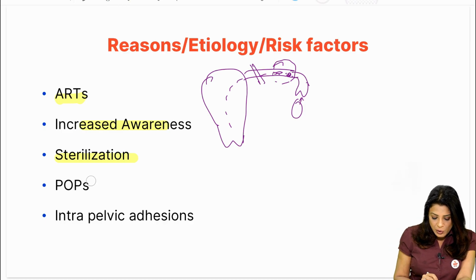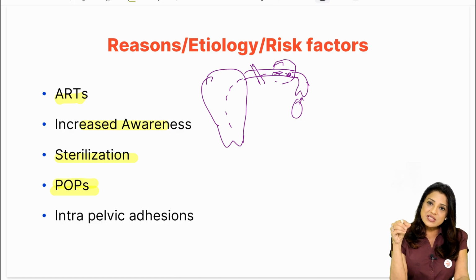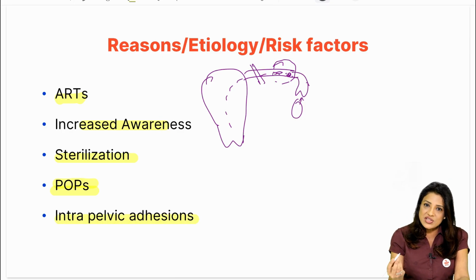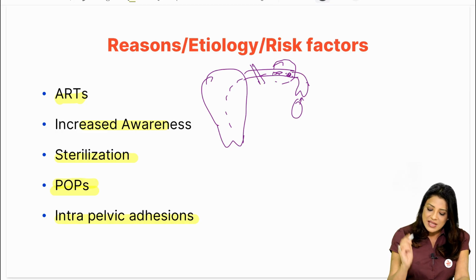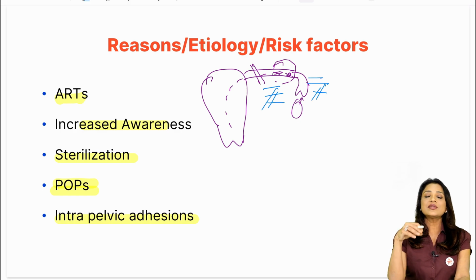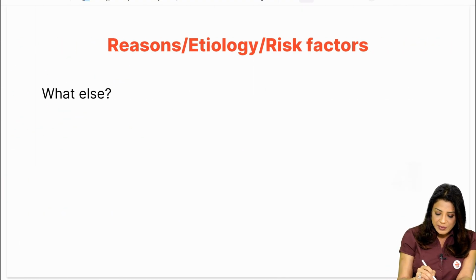Then POPs, that is progesterone only pills. Progesterone only pills decrease the motility. You know progesterone itself is a smooth muscle relaxant. So it leads to ectopic because it decreases the motility of the tubes. Intrapelvic adhesions, yes, because any kind of adhesion can lead to ectopic. The tubal motility is hampered. If you have adhesions here, adhesions here, the tube will not be able to move and the tubal ovarian anatomy will be hampered. What else can be the reasons?